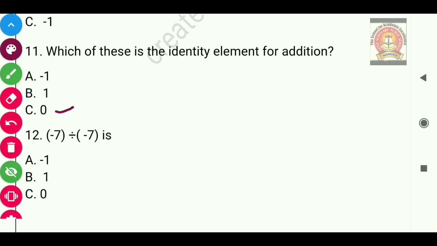Yes. Question number 12. Minus 7 divided by minus 7. So remember children, the rules for division and multiplication of integers are the same. When you have both negative integers, the negative signs are going to cancel and the result will be positive. So minus 7 divided by minus 7, you will get plus 1 as a quotient.